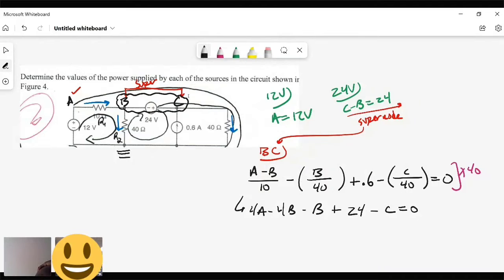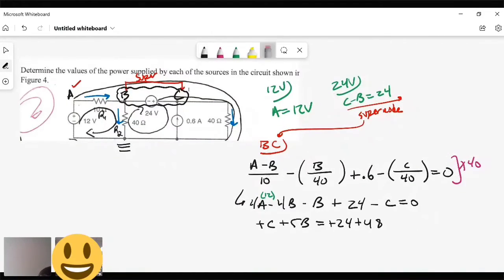Then you're going to get negative 5B minus C equals negative 24 minus 12 times 4, which is 48. Because remember, this guy is 12, right? It's a lot of negatives. Since they're all negative, I can make them all positive, which is convenient. And 24 and 48 are going to give me 72.